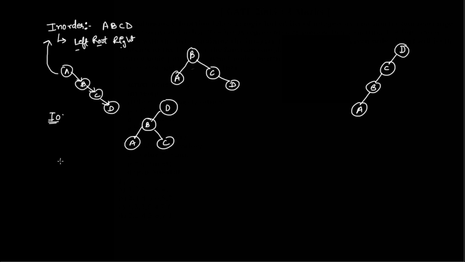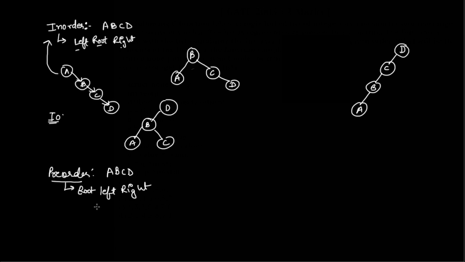Now if you have the same pre-order, for example they are giving you a pre-order A, B, C, D and they want you to draw a tree for this, how many binary trees are possible with this pre-order? We can have multiple binary trees. What is pre-order? It is root, left and right. That means initially you print the root, then the left subtree, and then the right subtree.